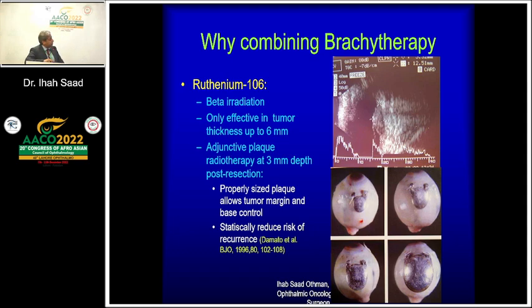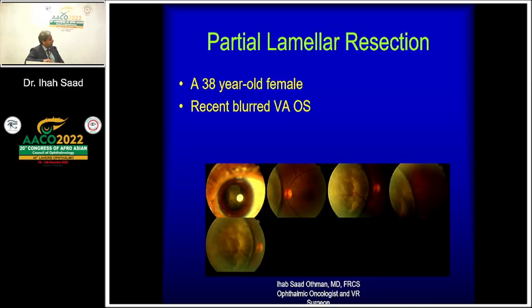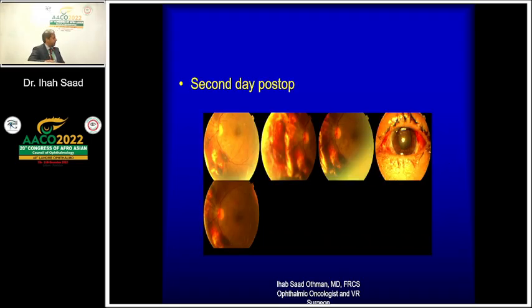It's a beta irradiation, thickness goes up to 6 millimeter, and there are simulation plans so that we know exactly when we put the plaque at a certain time, when to remove it, and to deliver a minimal dose. These are examples of post-operative.